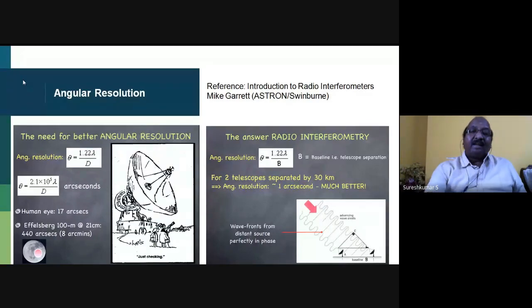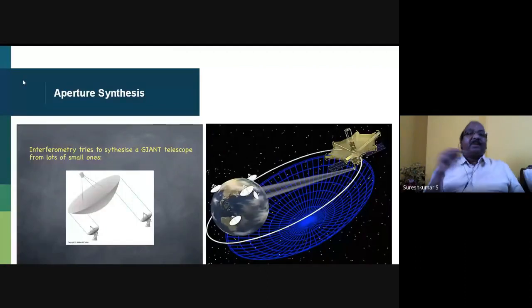There is another technique I'll come to: aperture synthesis. Aperture synthesis is this: suppose I have two antennas, I get a 30 kilometer diameter dish, but as the Earth rotates, these antennas also change their locations, and you end up with multiple baselines. As the Earth rotates, how do you get multiple baselines?